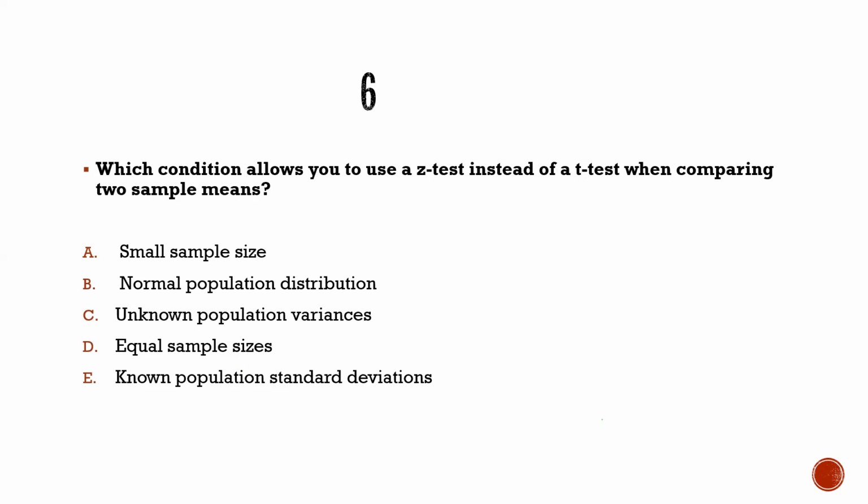Question number 6. Which condition allows you to use a Z test instead of a T test when comparing two sample means? A, small sample size, B, normal population distribution, C, unknown population variances, D, equal sample size, E, known population standard deviation. Yes, the right answer is E. In Z test, you know the population standard deviation.